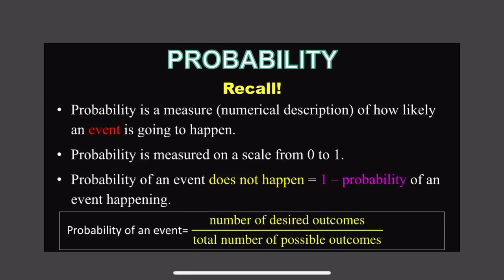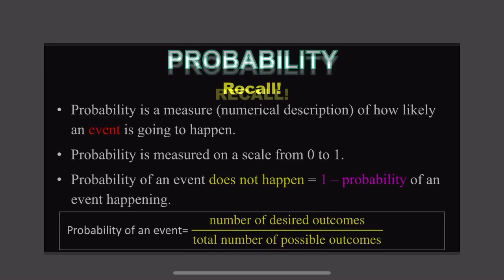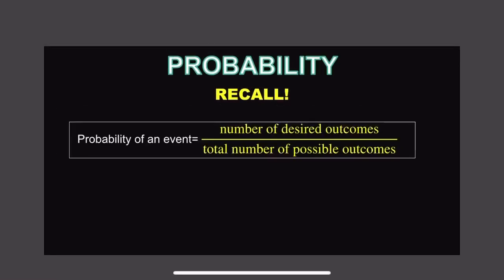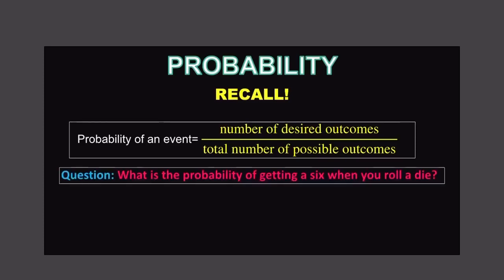To calculate the probability of a single event, we can use the formula: number of desired outcomes divided by total number of possible outcomes. Okay students, let's use the formula to calculate the probability of a single event given in the question. Can you try on your own? What is the probability of getting a 6 when you roll a die?